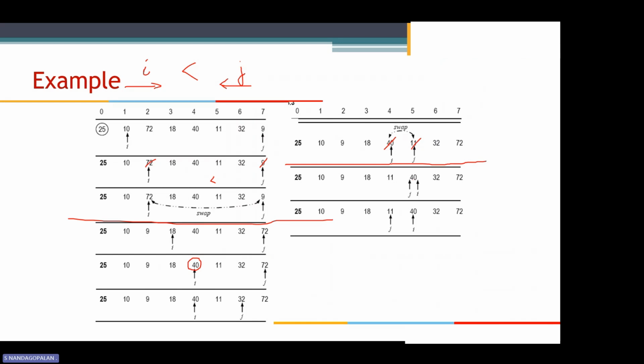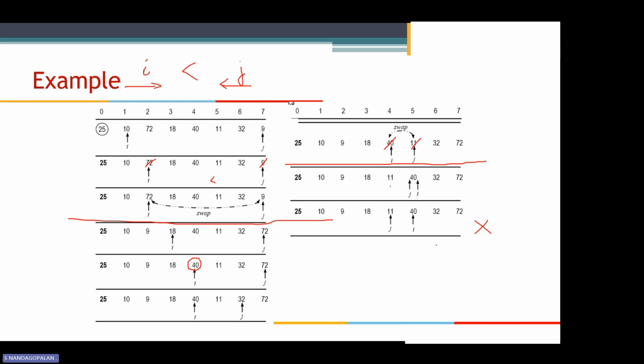Now what happens? i was here, i has to come here. Since it's greater than 25, you can't move i, so stop. Now j was here with value 40, it's greater. 11, it's not, so stop j here. You can see here, since i is not less than j, the entire thing is stopped.